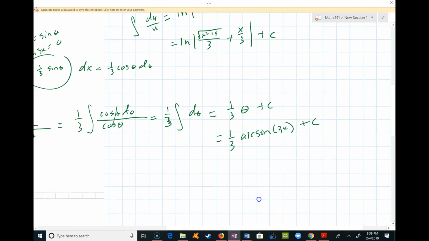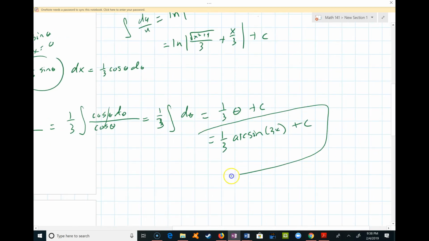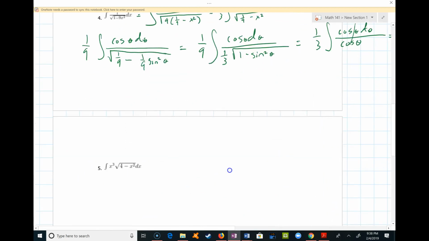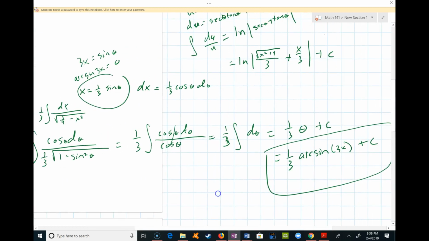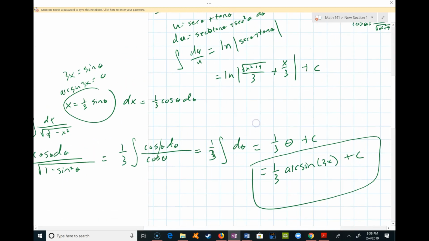So there are 3 examples of trig substitution, and I would encourage you to try your hand at them. I just posted a worksheet with some trig substitution examples on Canvas. And I will be making some more videos of me working through some more of these problems, because these definitely are challenging. So, thank you.